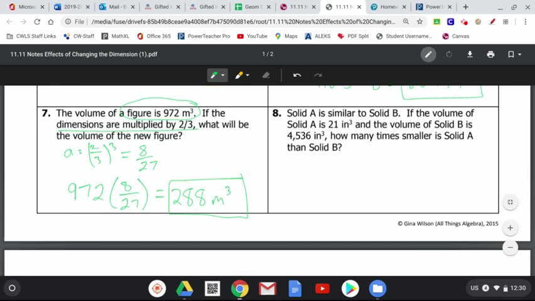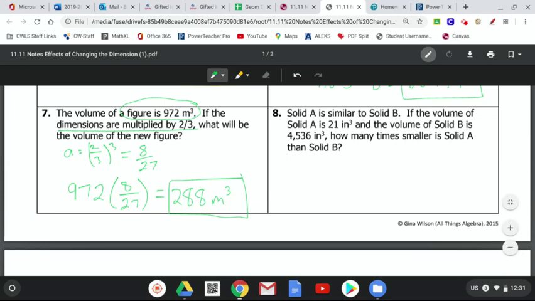All right, so for number 8, it's again like the tricky one that we did before. Solid A is similar to solid B. If the volume of solid A is 21 inches cubed and the volume of solid B is 4,536, how many times smaller is solid A than solid B?